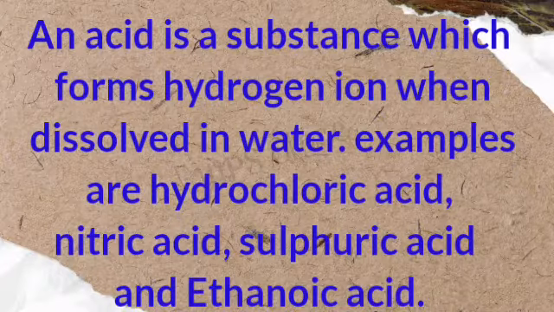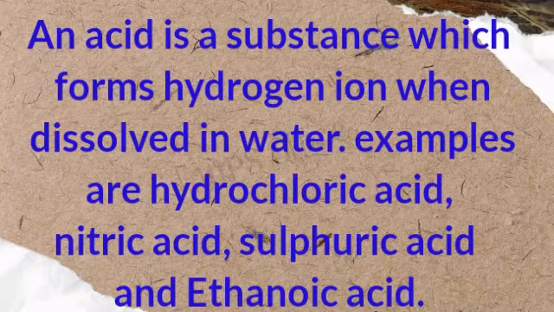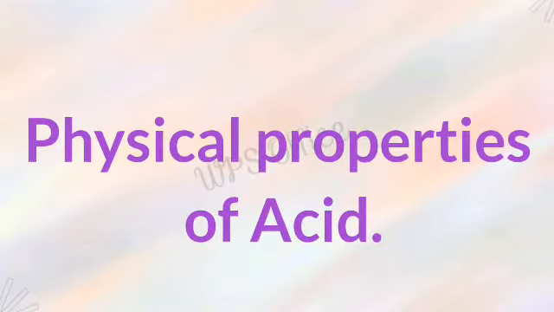So firstly, what is an acid? An acid is a substance which forms hydrogen ion when dissolved in water. Examples are hydrochloric acid, nitric acid, sulfuric acid, and ethanoic acid.